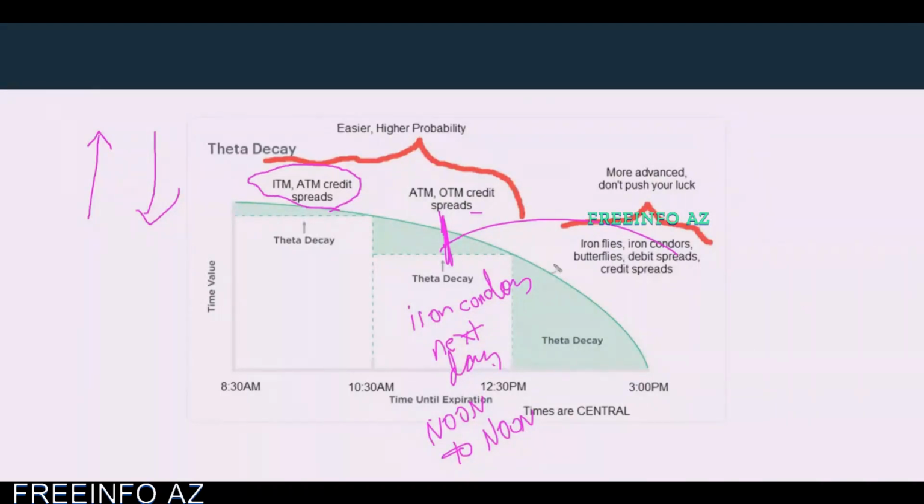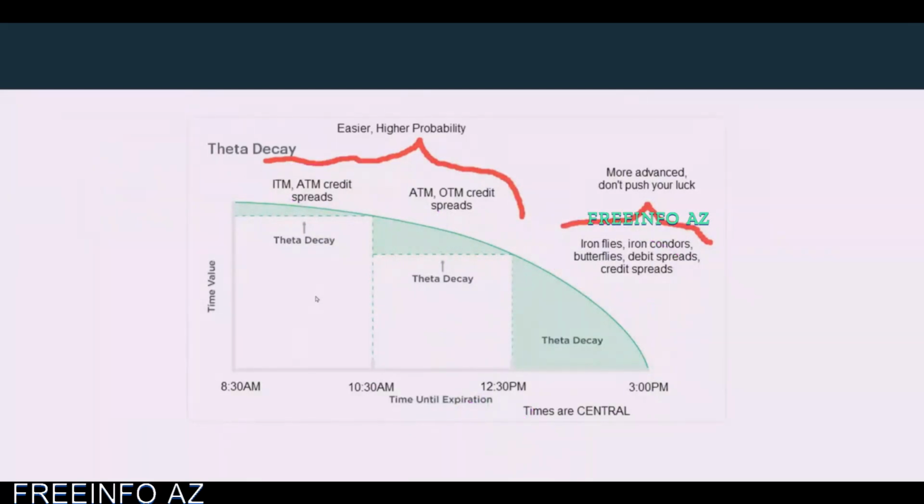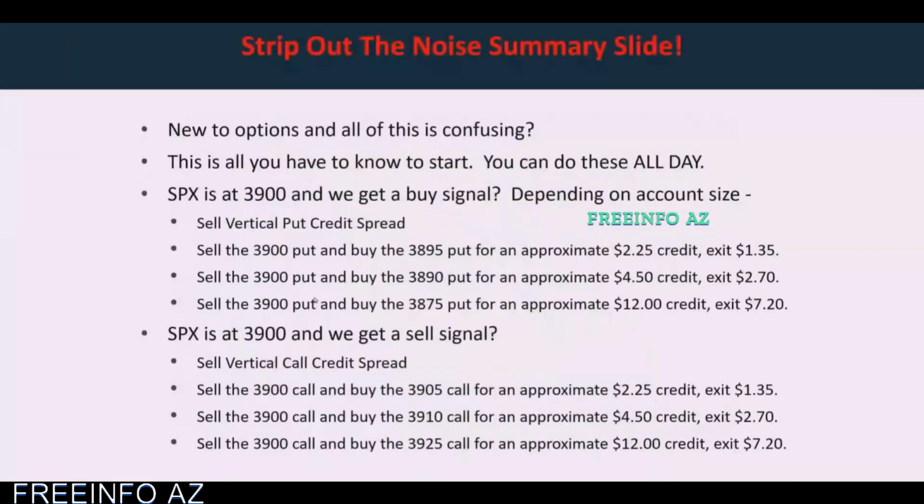And during the last part of the day, that's when I'm looking at the cheaper things, like debit spreads, out of the money debit spreads, iron condors, et cetera. So what specifically does all this mean? Let's do this.